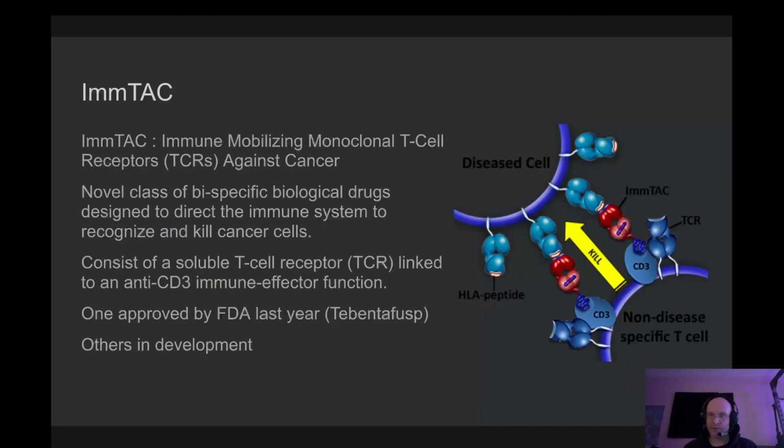ImmTAC is a simple but revolutionary new treatment. It fuses two proteins together synthetically. It takes the red protein, which recognizes the cancer cell, and the blue, which recognizes the killer T cell, and fuses them together. It binds to the cancer cell, the T cell comes along and then kills the cancer cell. One application of this for uveal melanoma was even approved by the FDA last year. That's tebentafusp, and others are in development.